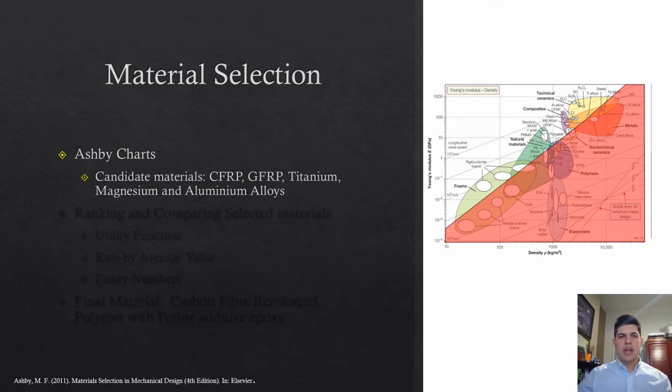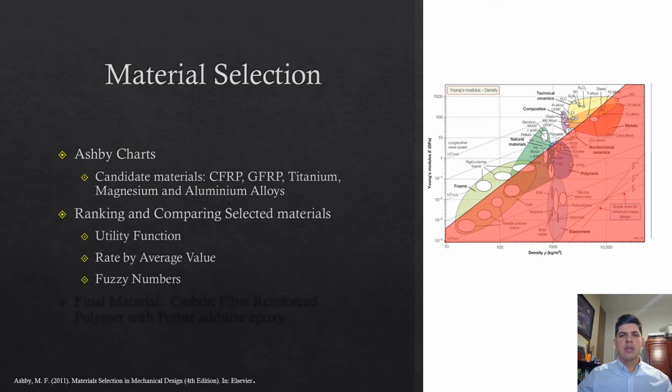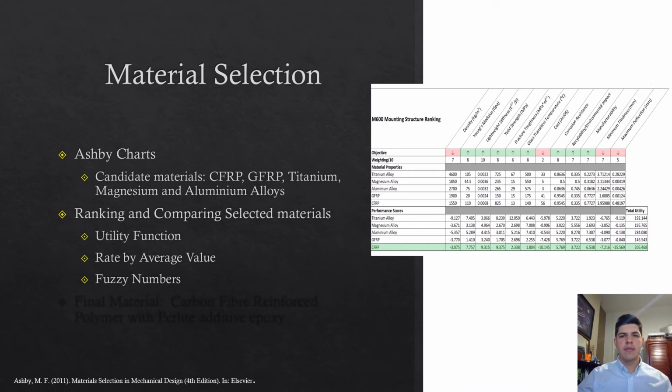The method adopted for each component used a utility function and a performance score method. The performance score was established using a rate by average value method, which takes into consideration the relative weighting of each material property and transforms them into a relative score that is used in a utility function to determine the final performance. An example of this method and the outline of calculations is shown in the figure. Properties with qualitative values like manufacturability and corrosion resistance adopt fuzzy numbers to give a quantitative score between 0 and 1 depending on its performance.